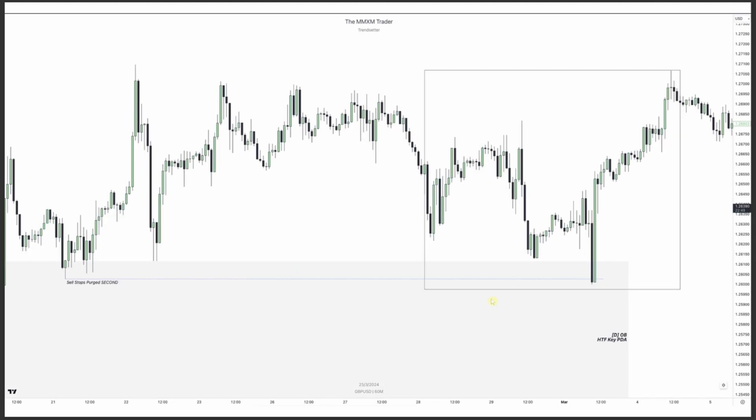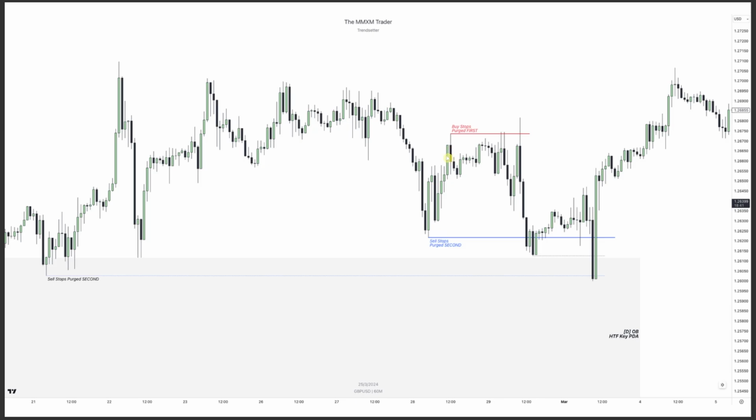Now after we purge the second one, right, the sell stops, we're gonna focus in on this piece of price action over here because we want to catch that low resistance liquidity run, right? So now we know there should be a low resistance liquidity run into the highs after we purged the sell stops. So we're going to be focusing on what happens over here.